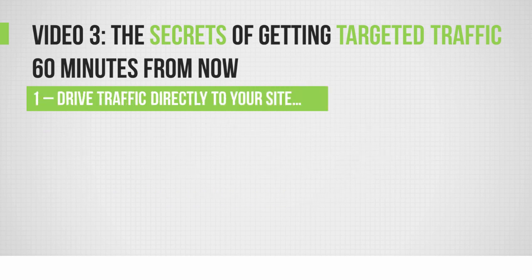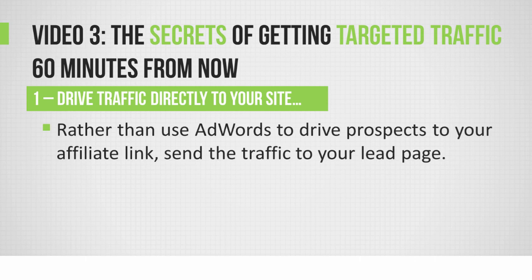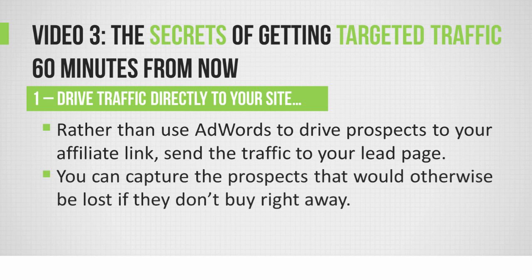Tip number 1 is to drive traffic directly to your site. Some affiliates use AdWords to drive prospects directly to their affiliate link. But as you already know, you should be driving this traffic to your lead page instead. That way you can pre-sell your audience on buying the affiliate product. Plus, the most important part is that you capture these prospects on your mailing list so that you can follow up with them repeatedly and sell more products over the long term.